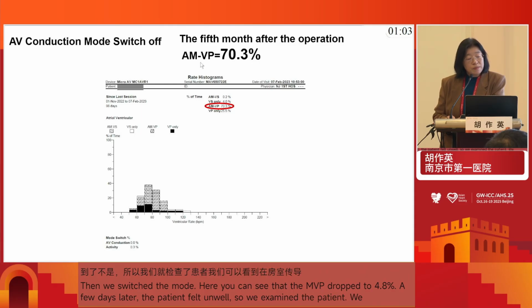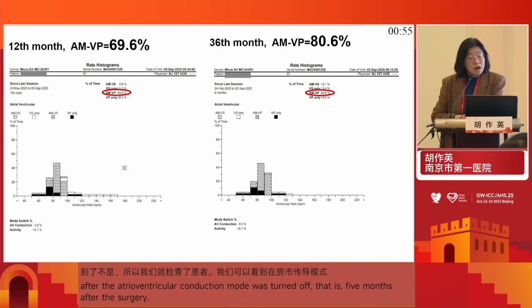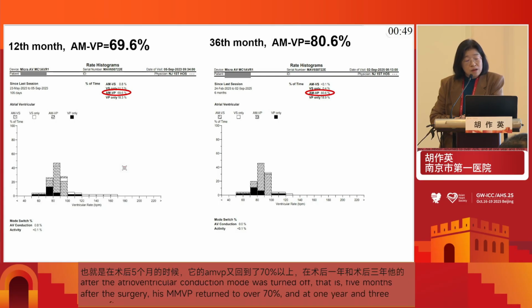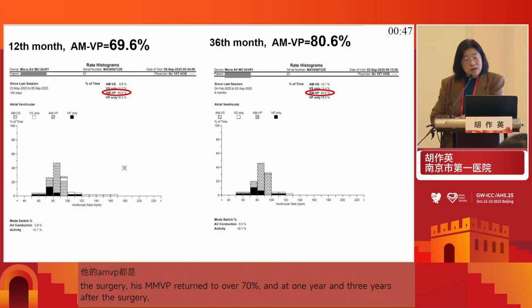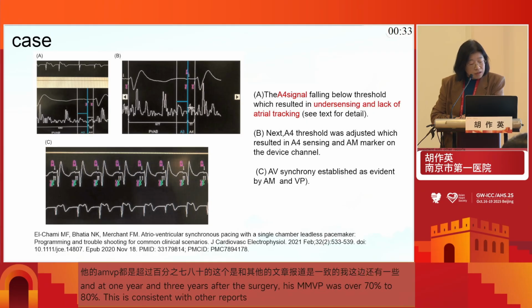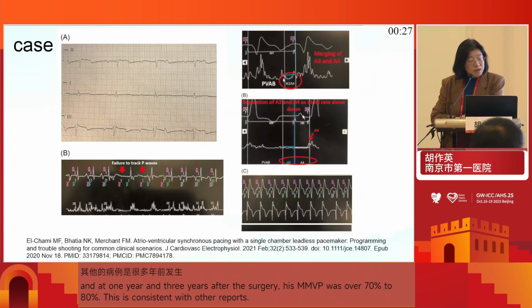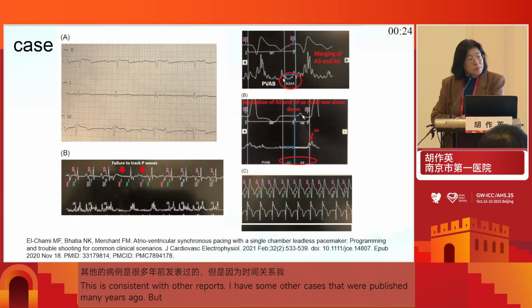the AMVP is more than 17%. After that, after 1 year and after 3 years, his AMVP is more than 17 or 18. And so it is similar with other reports in the journals. There are some cases published a long time ago. But the time is limited. I have no time to explain how to adjust the parameters.